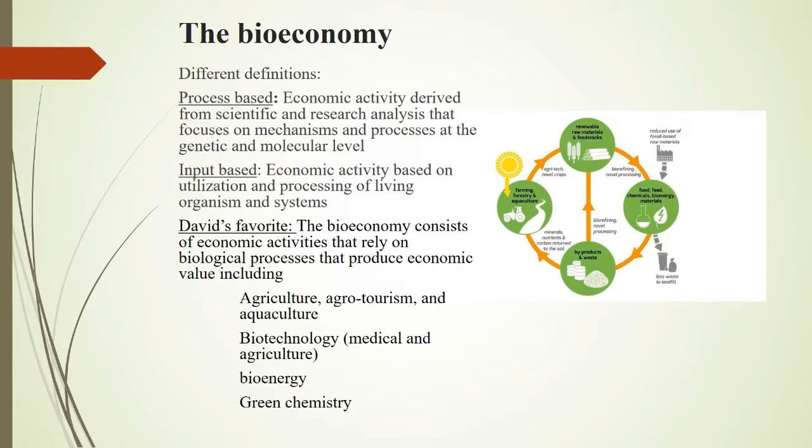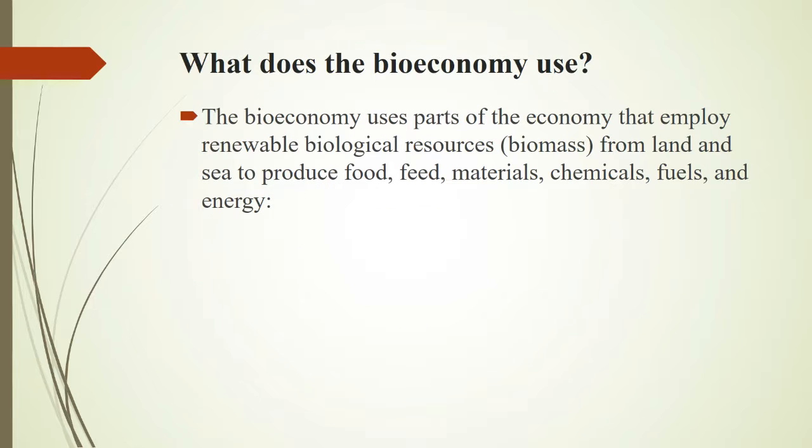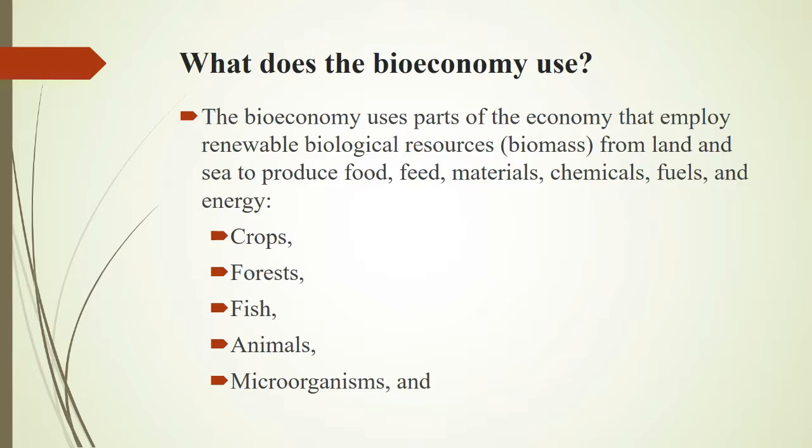Now, when we look at the bioeconomy, we're trying to characterize the picture on the right. We have the farmers, we have the industry, we have the byproducts, we're trying to create more value, and we have the renewables. So what do we use the bioeconomy for? The bioeconomy uses parts of the economy that employ renewable biological resources from land and sea to produce food, feed, material, chemicals, and fuels. We use crops, forests, fish, animals, and so forth.